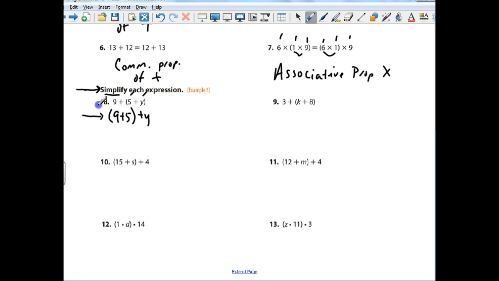The associative property says I can regroup with addition, get the same answer. That's the associative property. You need to write that down too. You're justifying why we could do that. Now we can add 9 plus 5 and get 14. And I wrote 15. Let's pretend that's a 4. It's an ugly 4. 14 plus y. That is this expression simplified there.